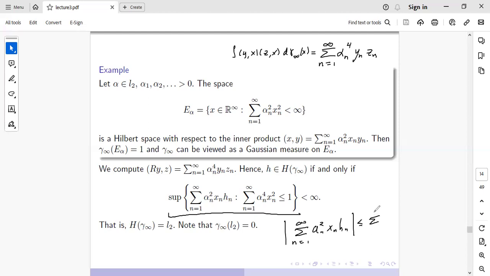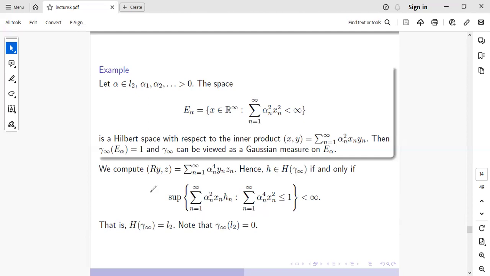It will be the sum of alpha n to the power of 4 x_n squared, square root, times the norm of h in L2. And this is less than or equal to 1. So if h is in L2, then the supremum is finite. The converse is also true. Let this supremum be equal to C.